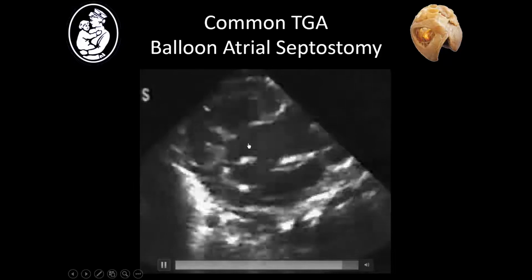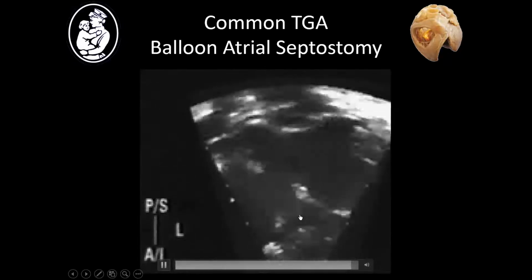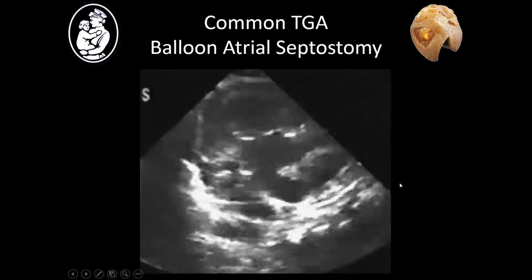There's also a Chiari network in the right atrium from the eustachian valve. And here you can see in subxiphoid view a much larger interatrial communication.